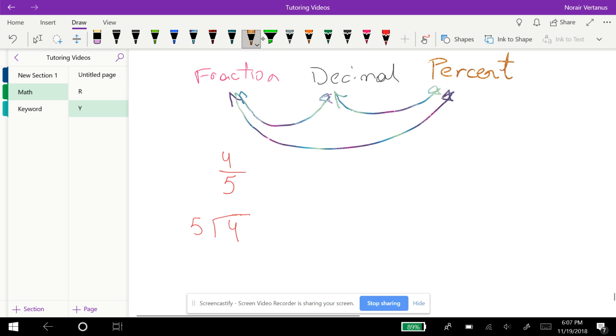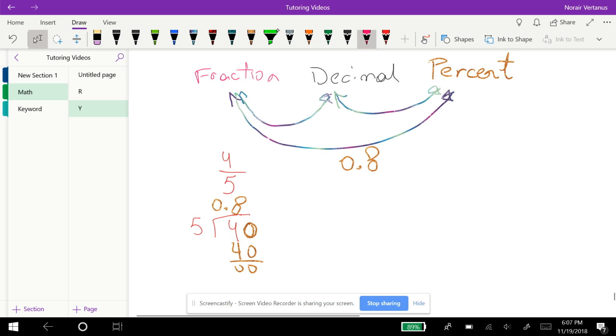You're going to borrow your first zero and put a decimal point. As soon as you borrow the first zero, put the decimal point. How many 5s are in 40 now? It's 8 times, right? 8 times 5 is 40, remainder is 0. So that's the decimal. So 4/5 is the same as 8 tenths. You're going to read that as 8 tenths.